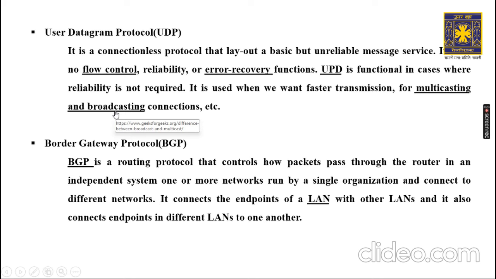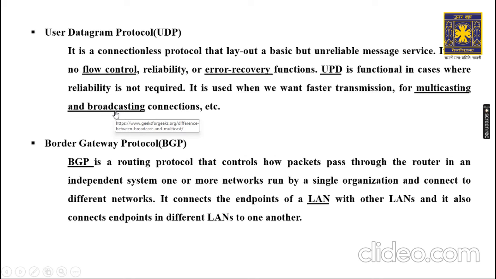UDP is functional in cases where reliability is not required. That I told you. It is used when we want faster transmission for multicasting and broadcasting connections, etc. Multicasting means when I send a message, it should reach a group of people whom I want to send to. Broadcasting means when I send a message, it should reach all the computers in the network. That is broadcasting. And multicasting is sending to a group of computers in a network.